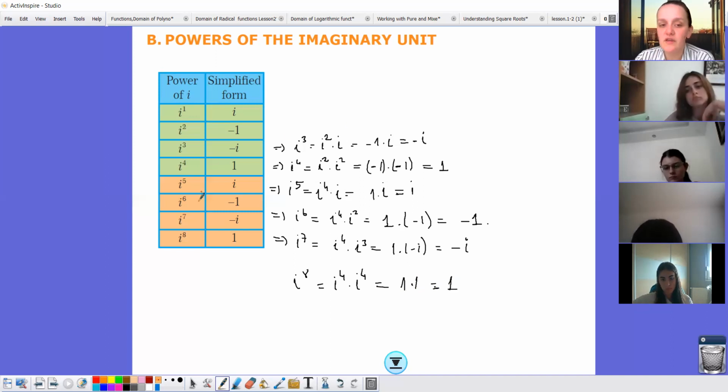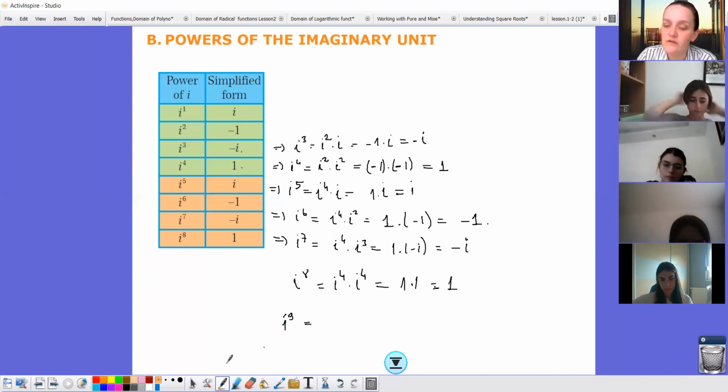So can you see something in this table? How it goes? For example, I, -1, -I, 1. I, -1, -I, 1. So if you continue to find I to the power of 9, what will it be? What do you think? I. It will be I. Let's see.